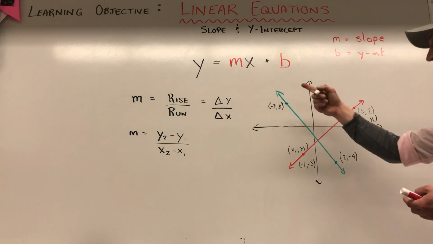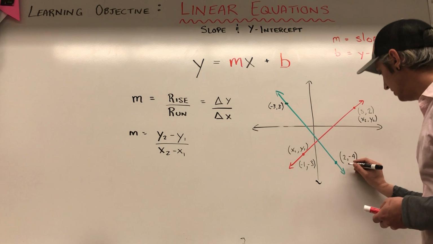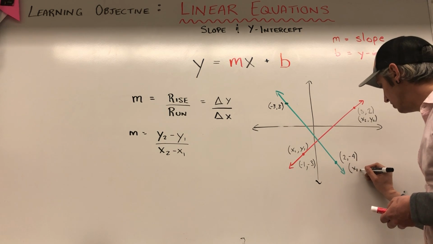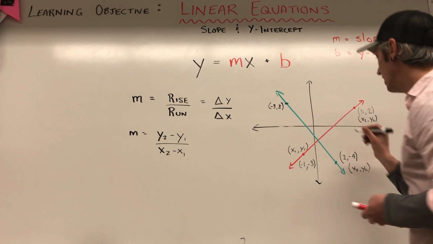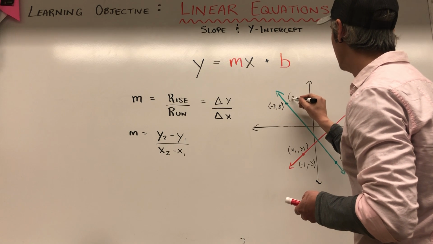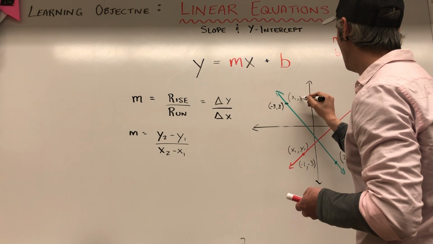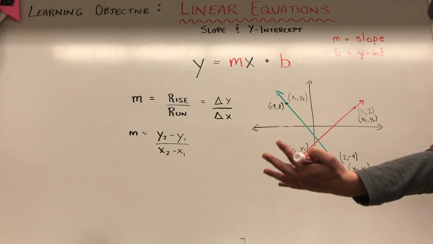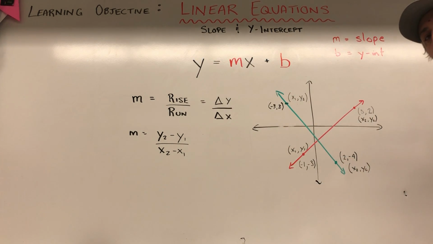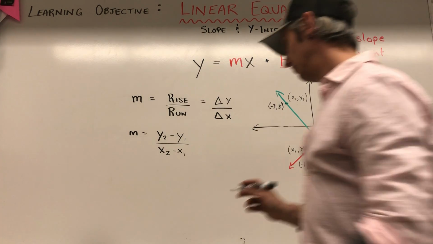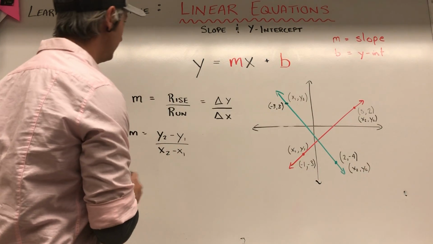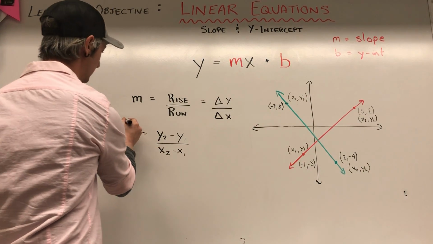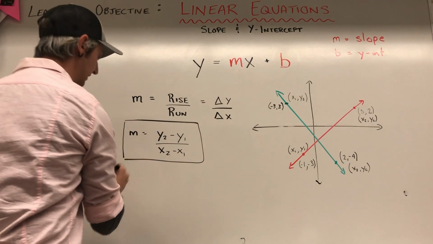And same on my green line. Whatever's further to the right is going to be my x2, y2. And whatever's further to the left is going to be my starting point, my x1, y1. So basically, we always look at linear equations as starting on the left, finishing on the right. And we always want to take our right coordinate minus our left coordinate. So if I do that, this is important right here. That's the equation. You want to write that down.